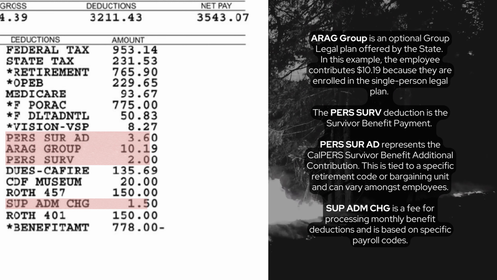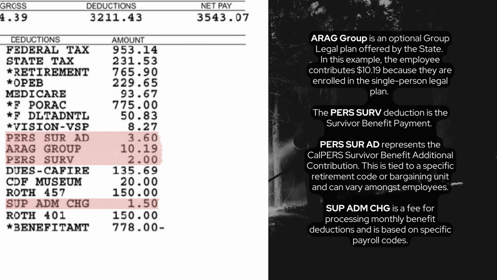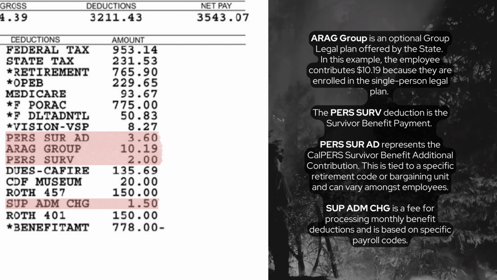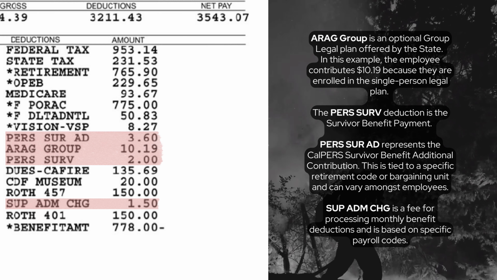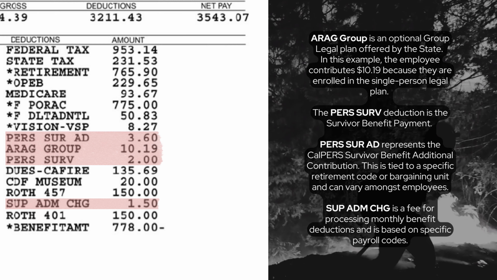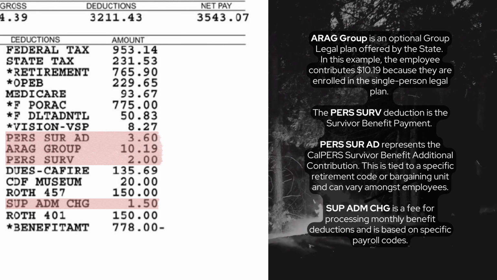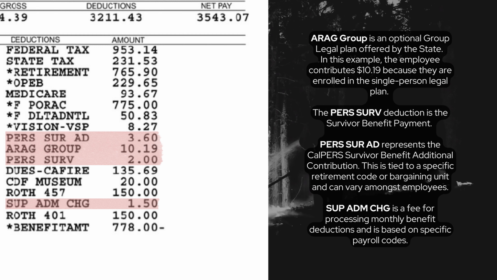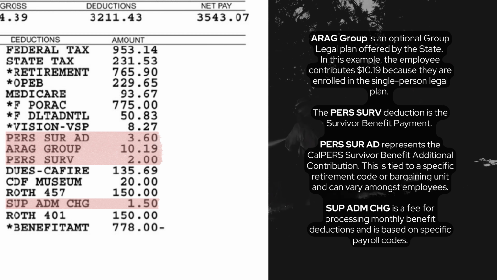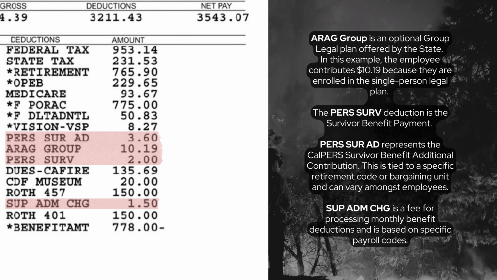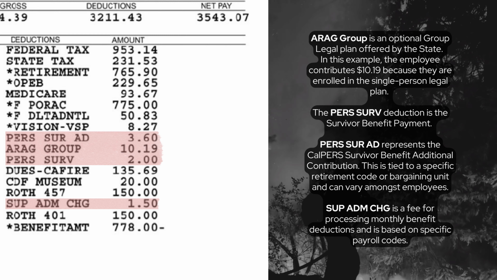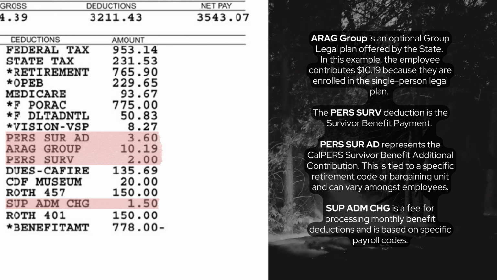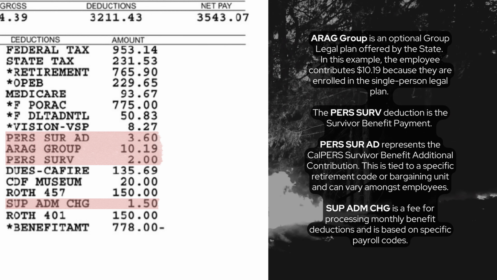ARAG Group is an optional group legal plan offered by the state. In this example, the employee contributes $10.19 because they are enrolled in the single-person legal plan. The PERS SUR deduction is the survivor benefit payment. PERS SUR add represents the CalPERS survivor benefit additional contribution. This is tied to a specific retirement code or bargaining unit and can vary amongst employees. SUP admin charge is a fee for processing monthly benefit deductions, and it is based on specific payroll codes.